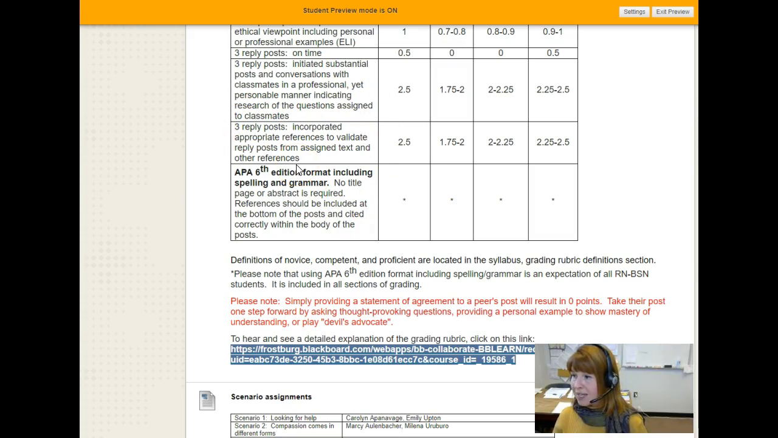I don't know if it's just that students are not reviewing the rubric closely enough, or that they feel like they just don't understand what's expected of them in a reply post, but that's really important in your growth as a professional scholarly nurse, really taking it to that next level and challenging yourself. And again, APA is included in all elements of the rubric. Strong writing will benefit you in every single item. If you're struggling with grammar or APA format, that's going to hinder you in every element of your assignment.